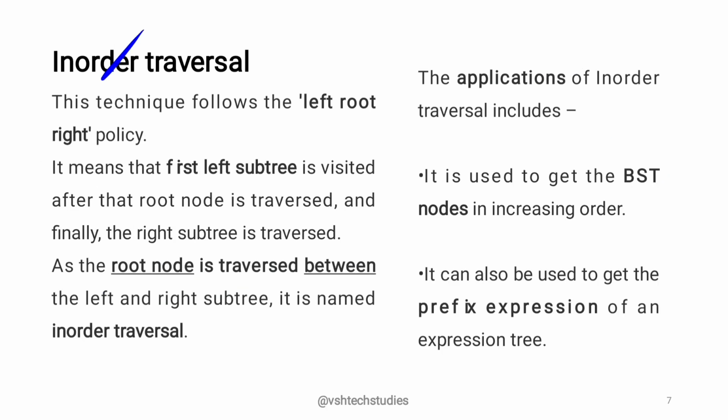Next, in-order traversal. This follows the visiting policy of the left node first, then the root node and then the right node. The root node is traversed between the left and right subtrees, so it is called in-order traversal. The applications of this are to get the binary search tree nodes in increasing order. Then it is used to get the prefix expression of an expression tree.